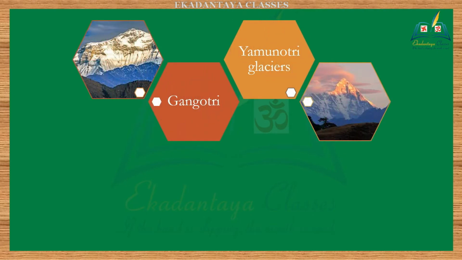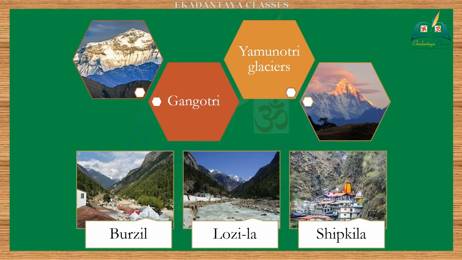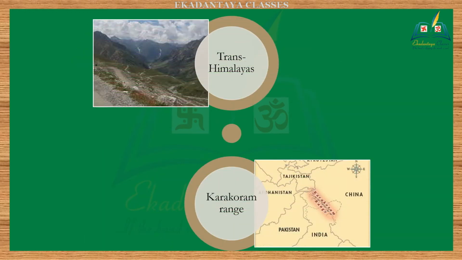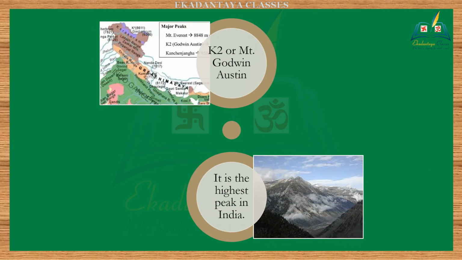They are the home of many glaciers, such as Gangotri and Yamunotri glaciers. There are many passes, such as Burzil, Zojila, Shipki La, etc. The mountains lying to the northwest of the Himadri are called Trans-Himalayas. They comprise of Karakoram range, where the highest peak K2 or Mount Godwin Austen is located. It is the highest peak in India.